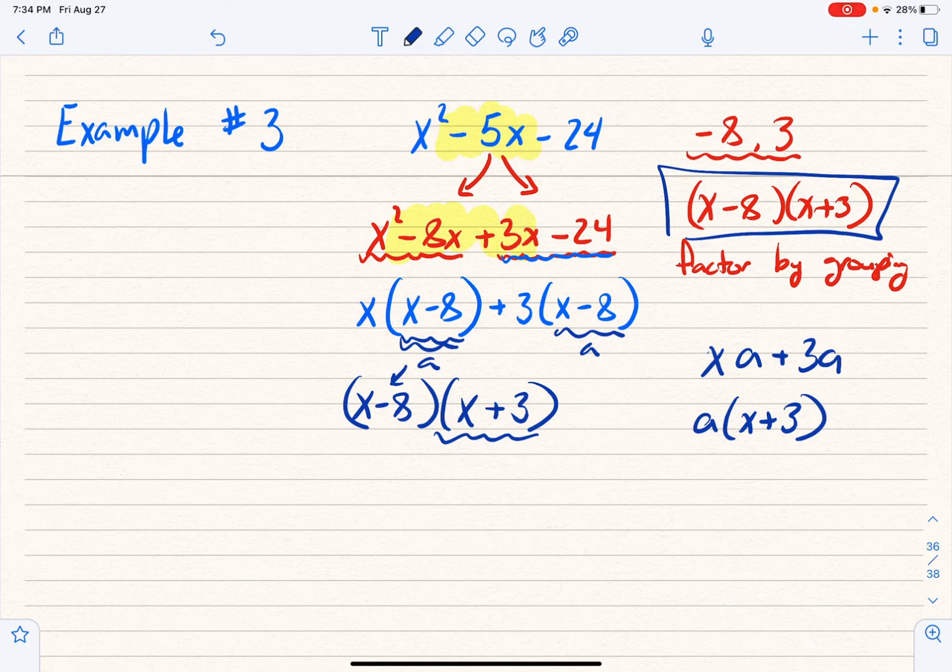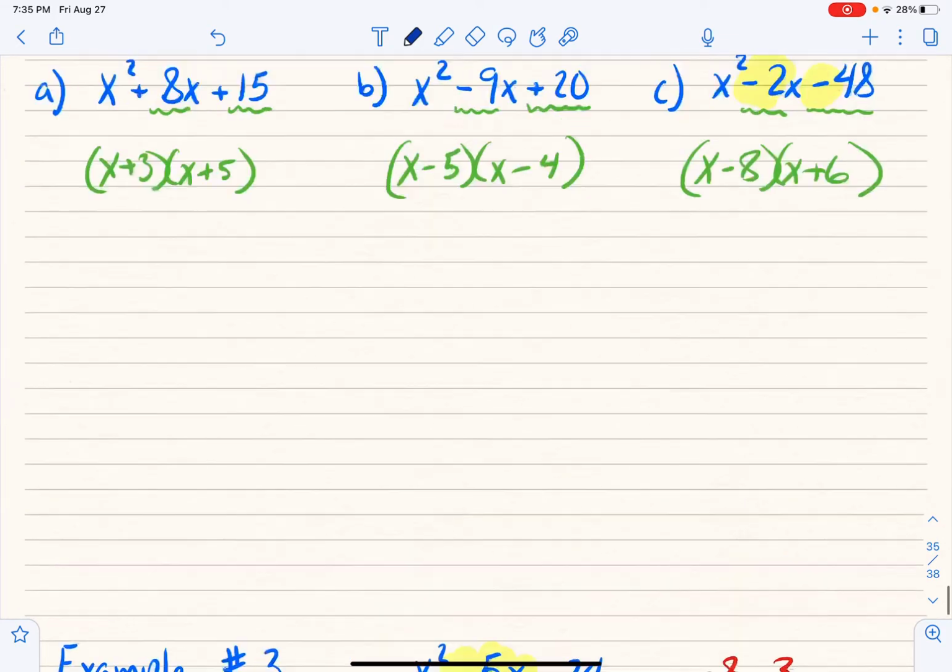So this is the actual way of doing it. Now, most people say, well, I could really just skip to the end. And that's true. And that's exactly how we did these.